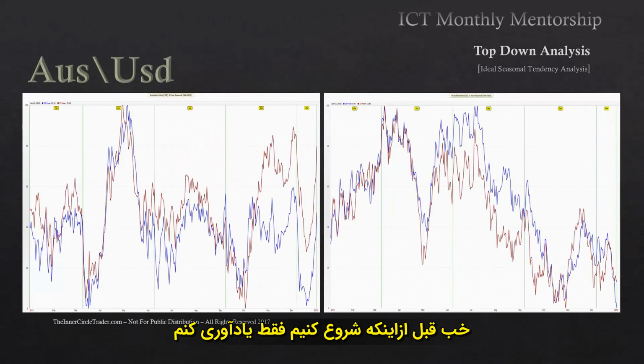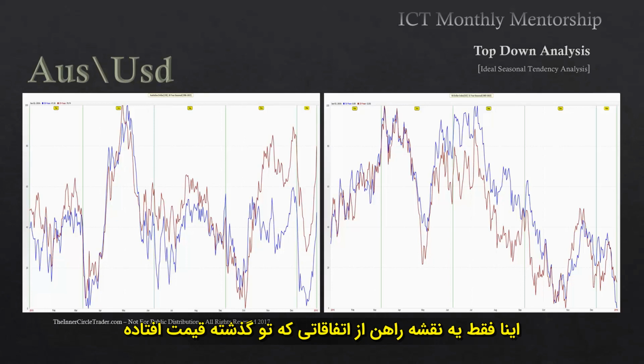Okay, but before we begin, just a reminder that seasonal tendencies are a tendency. They're not a panacea. They're not a be-all, end-all. They're not an absolution. They're just roadmaps of what has happened in the past with price action.